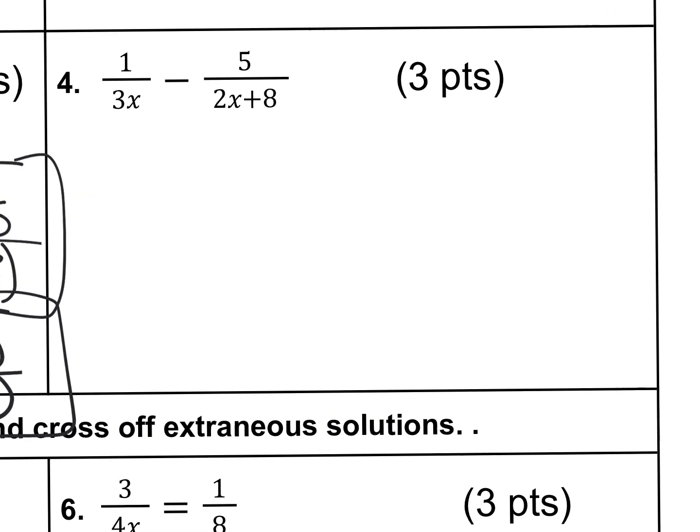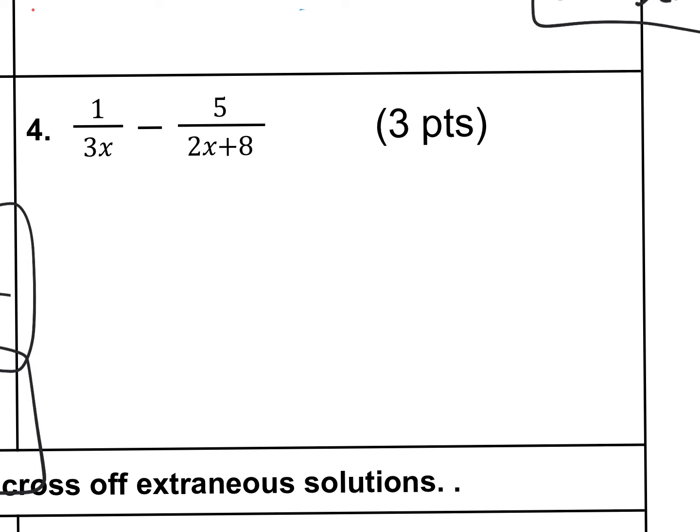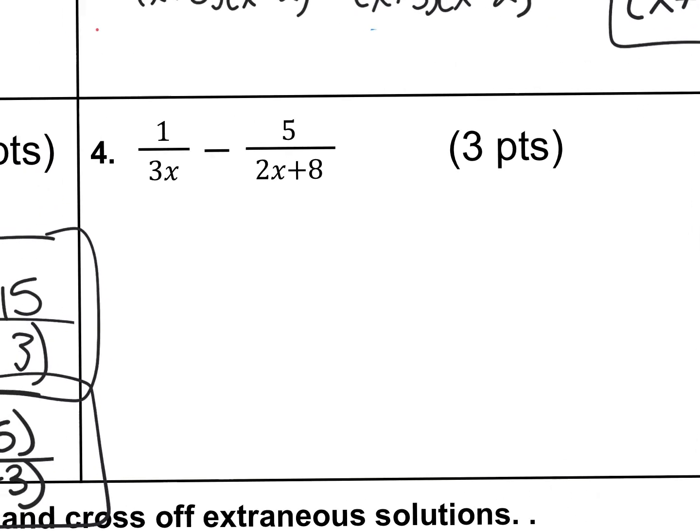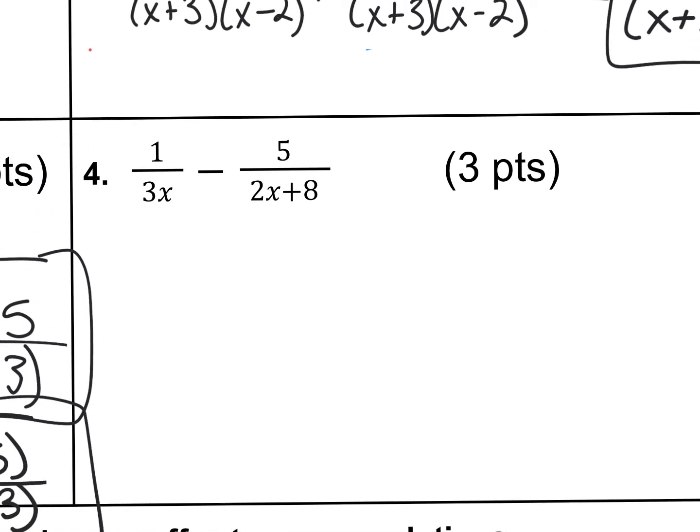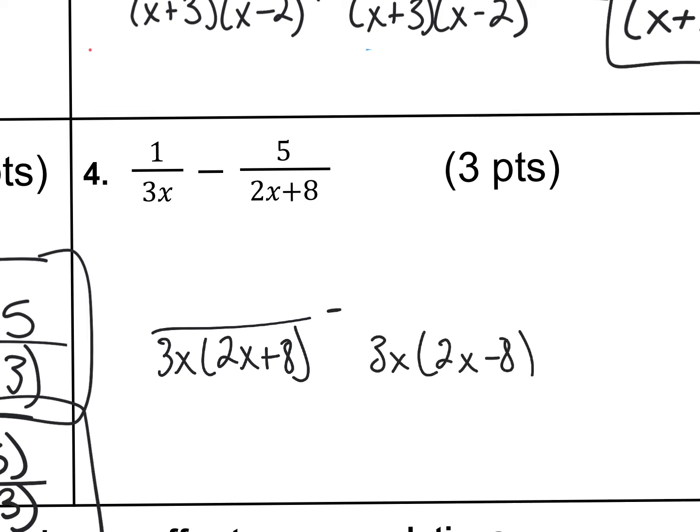Number 4. What are we doing here? Very similar to number 3. Yep, 3x times 2x. I don't know why I did parentheses. Okay, 3x times 2x plus 8. Cool. We need both, right? Because again, we're simplifying, so we are keeping a denominator. We are finding a common denominator.